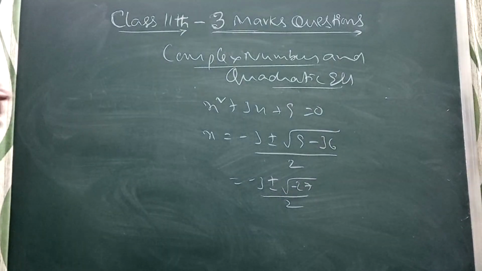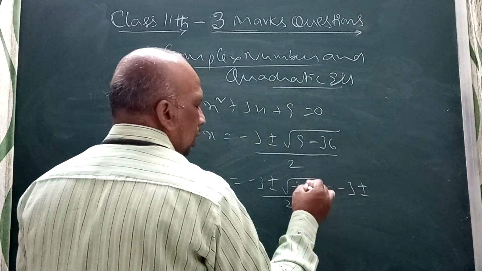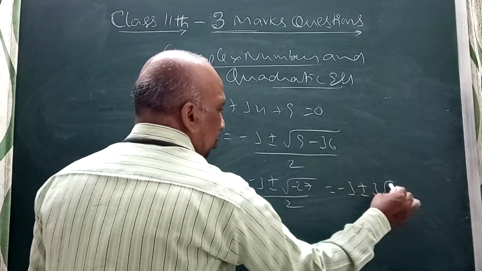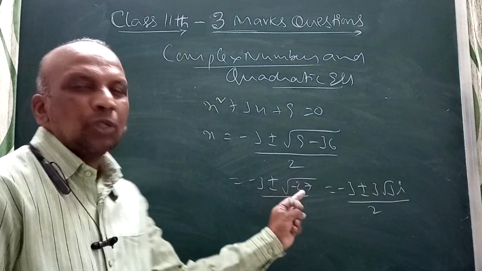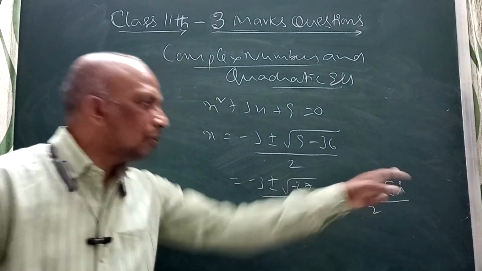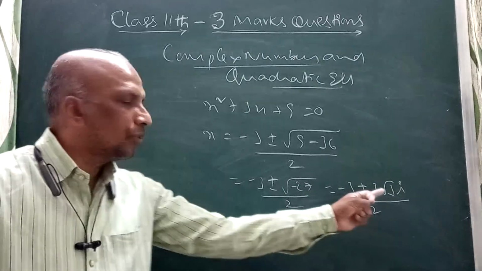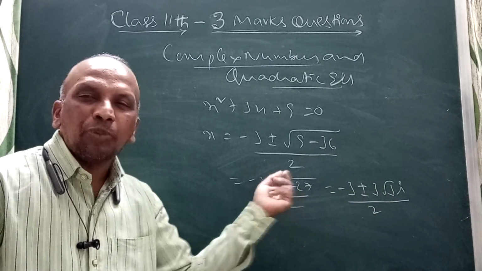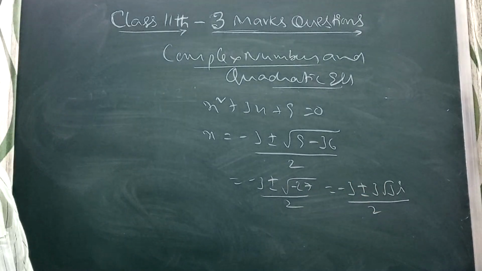When I have taken this, minus 3 plus or minus root of minus 27, and root 27 is 3 root 3, by 2. Because minus 27 is 27 into i square, the i will come. Root 27 is 3 root 3, and the negative is replaced with i square, so i will come. So x equals minus 3 plus or minus 3 root 3 i by 2.